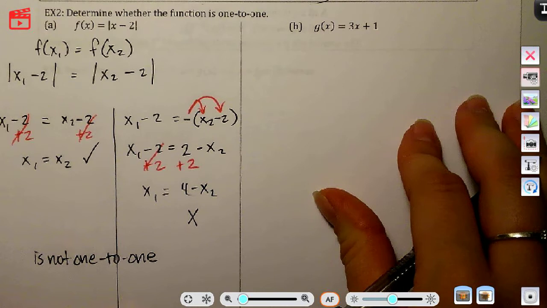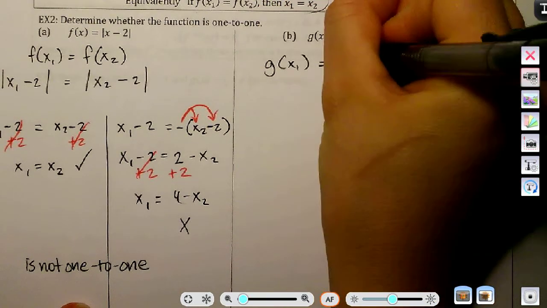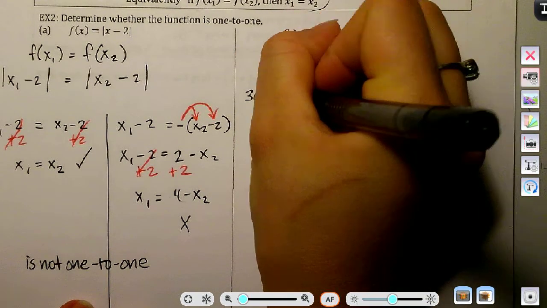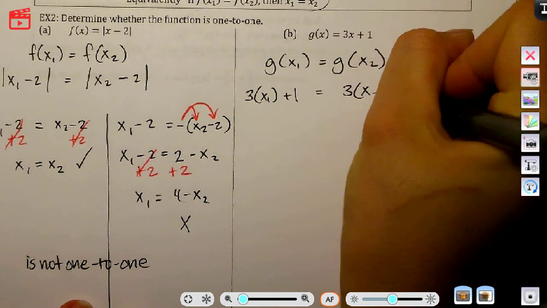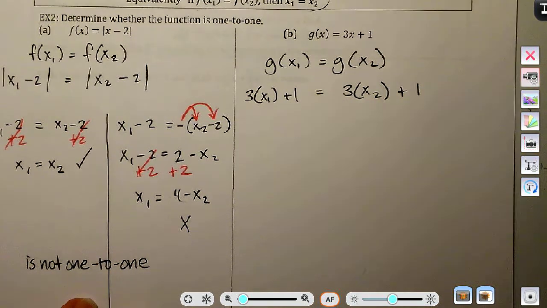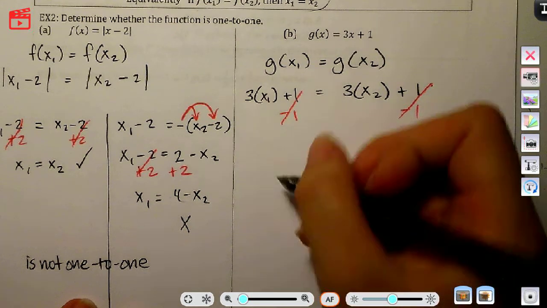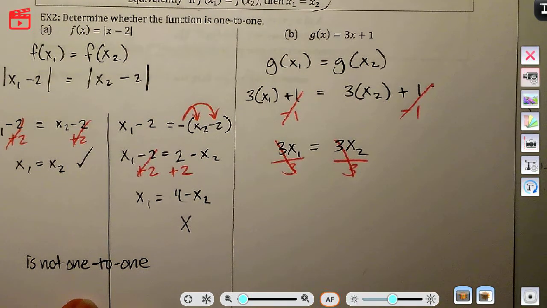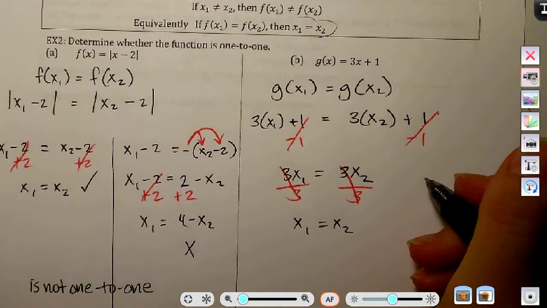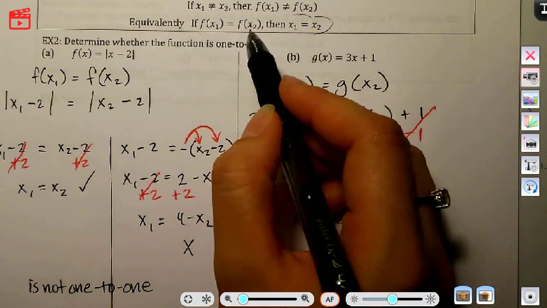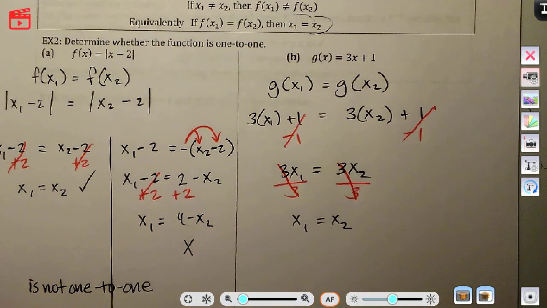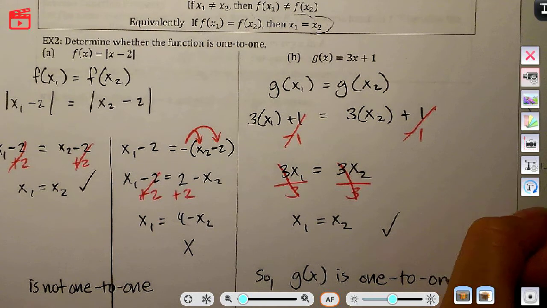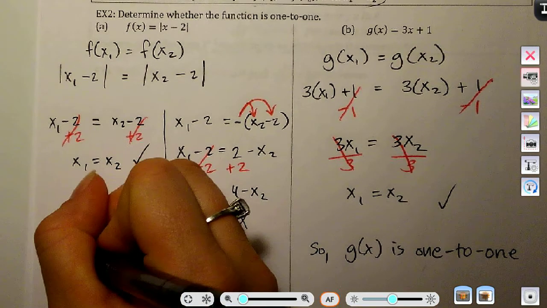Let's go ahead and check B. Same thing, we're going to test with the input of x1 and the input of x2 and see if we can end up with x1 equal to x2. So this is going to be 3x1 plus 1 equal to 3x2 plus 1. All right, we can subtract 1 from both sides. And then we have 3 times x1 equals 3 times x2. And if we divide both sides by 3, look what we end up with. We end up with x1 equals x2, which is what I need to prove that it's one-to-one. I started out with the function inputs, and I ended up with x1 equals x2. And there we go. So g of x is one-to-one. And you know what? I'm going to write this real quick. f of x is not one-to-one.